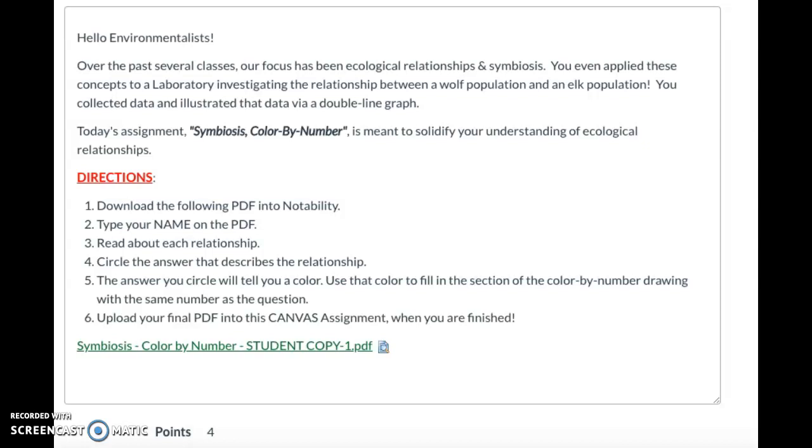In today's assignment, Symbiosis color by number, it is for you to deepen your understanding of this relationship. What do you have to do to complete today's assignment?